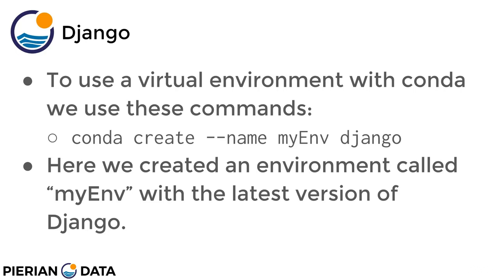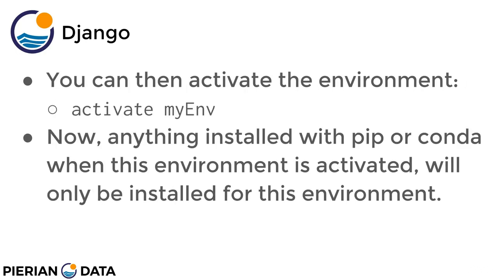And later on, you can specify a specific version for that package. So you can say Django, something like equals equals 1.9 or 1.8, 1.10, etc. And then you can activate that environment with activate space the name of the environment. And this all happens at the command line.